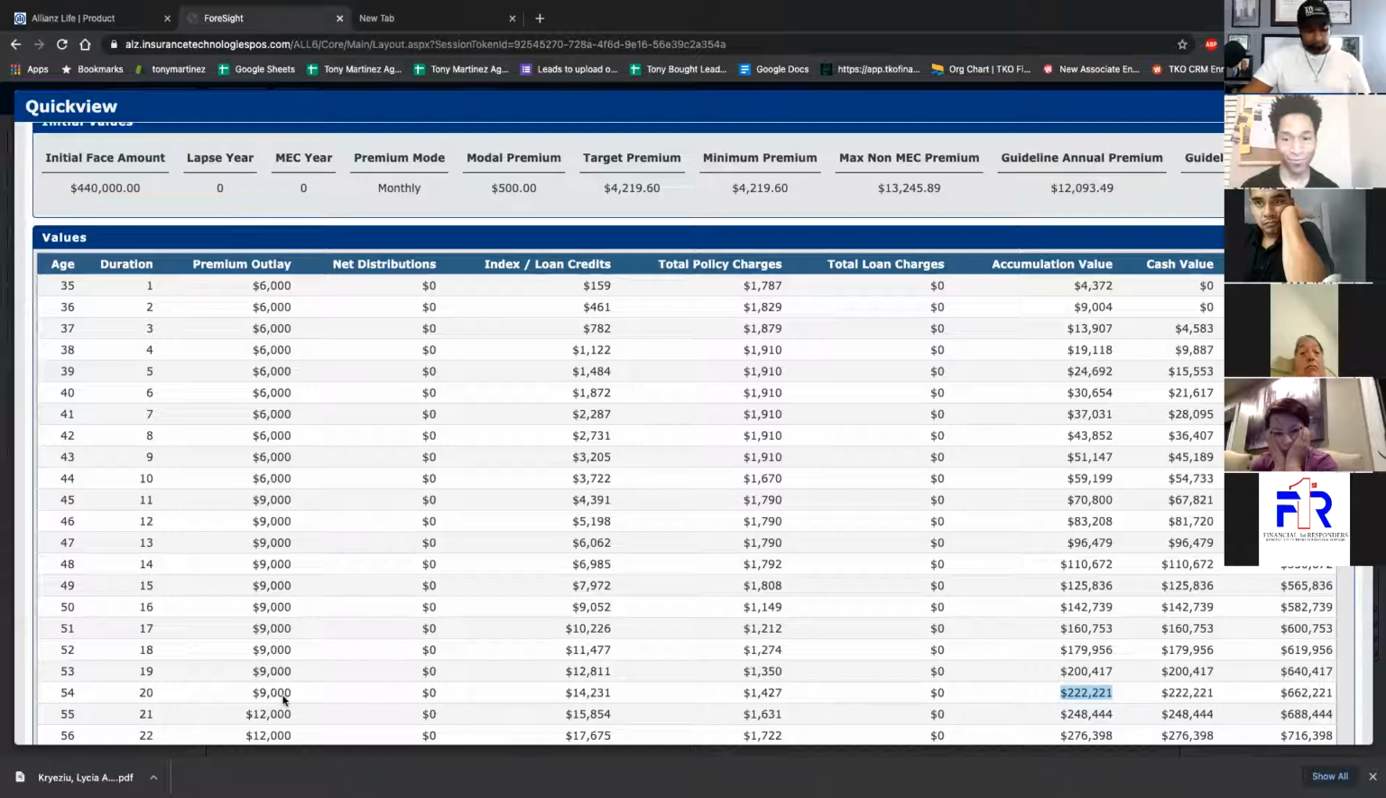How much money have you put in by the 20th year? Let's add it up. 9,000 for 10 years is 90,000 plus the original 60,000. You would have put in a total of 150,000 by the 20th year. If you add up all of these premium payments, look how much you have, 220,000. So now you've made about 70,000 in profit.